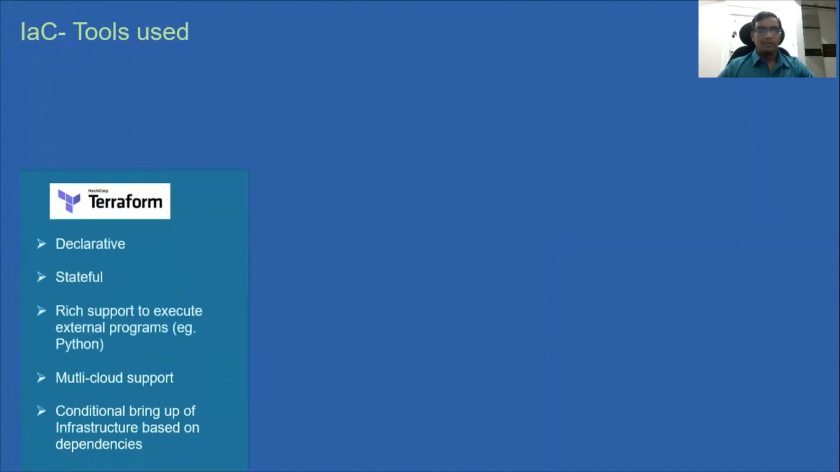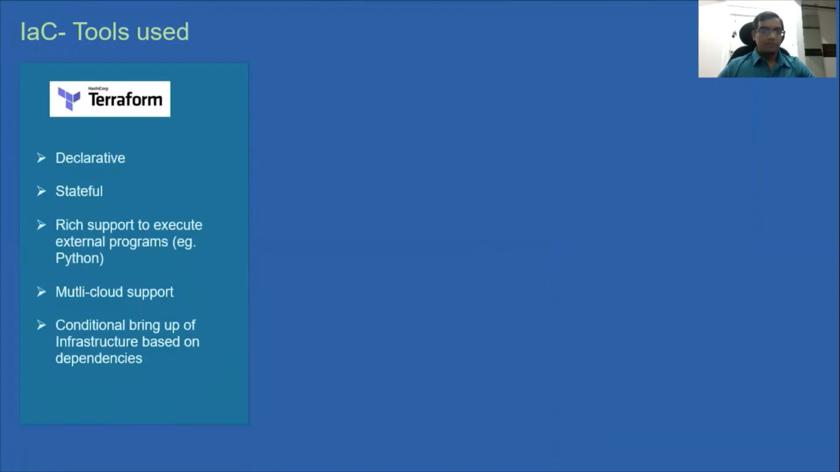Now let's talk about the choices of the tools we used. We selected Terraform. Since it is declarative, it maintains the infrastructure state, and it has very efficient support for different cloud providers. Terraform also has other advantages, but these were the driving factors for us in choosing Terraform.